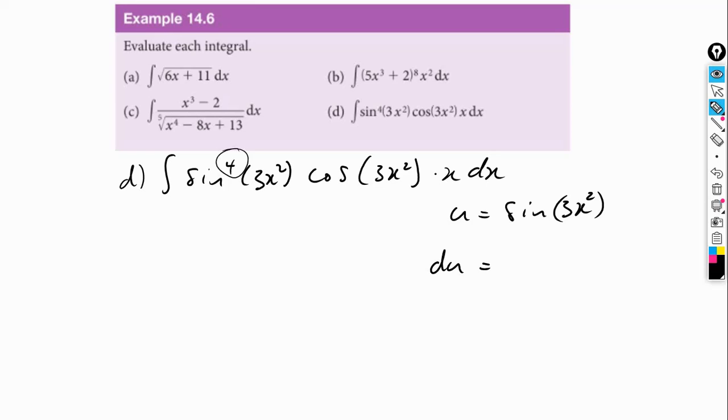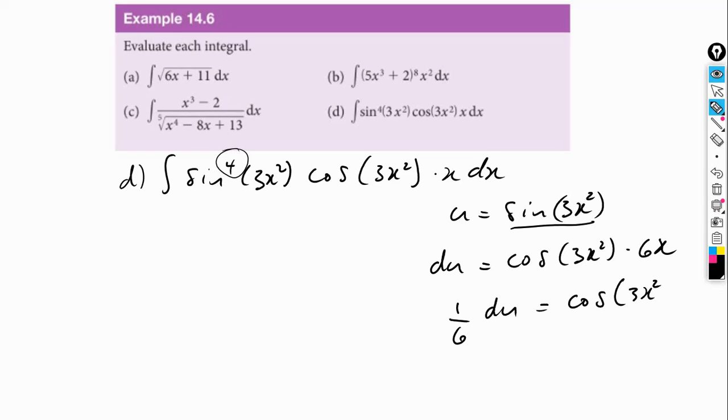So what's the derivative of u? What's du? The derivative of sine is cosine, so cosine of 3x squared, but we have to do the chain rule here, so this times 6x. So we have this to substitute for sine of 3x squared, right? And we have this, but notice that we have this extra 6. So we should say then that 1/6 du is equal to cosine of 3x squared times x dx, and I forgot dx, never forget dx. This is the expression that we can substitute with.